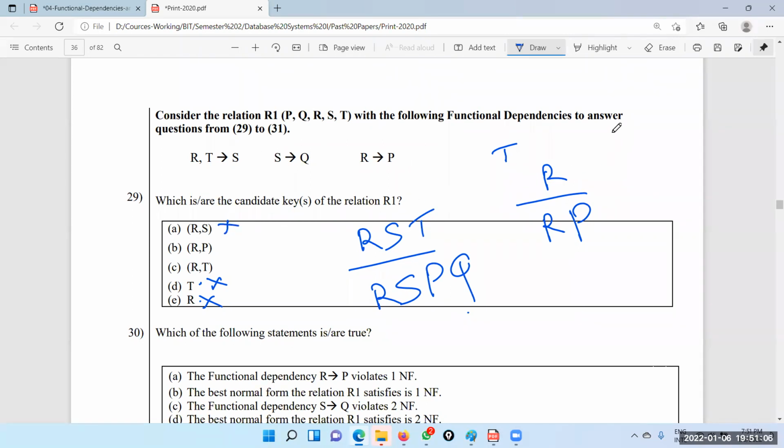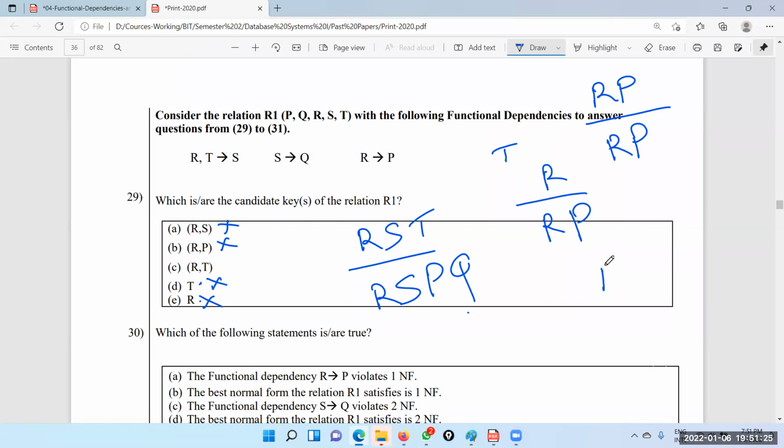So what about RP? RP, R determines R, P determines P, and of course R determines P, P is already there, and that's it, right? Because here you have to go for RT to get S. So this is not the answer.